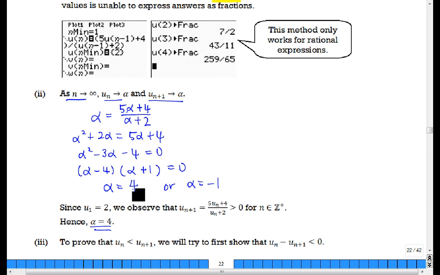Now, we can therefore see from the recurrence relation here, there are no negative signs again. Correct? No negative sign, and U1 is a positive number. So all the terms are positive. So therefore, alpha equals 4. Shown, done. It's part 3 that we are interested to discuss here.